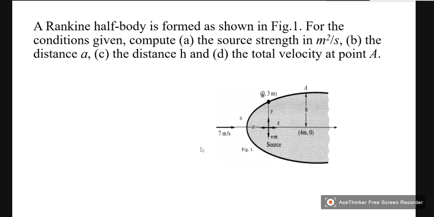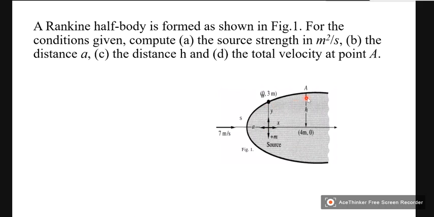Is the problem visible to all of you? Yes, sir. There is a half body. This is the half body. This is the x-axis, and there is a uniform flow of 7 meters per second. And there is a source at this point, which is at a distance A from the nose, from this point.